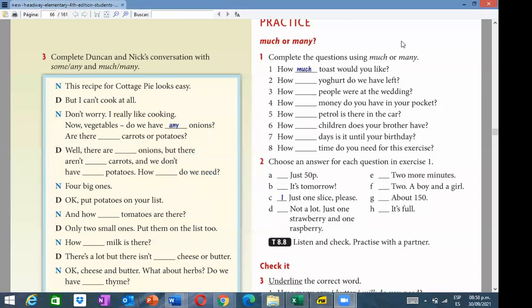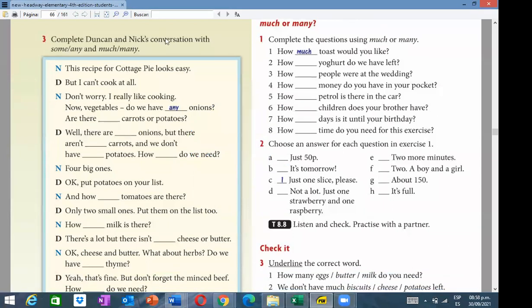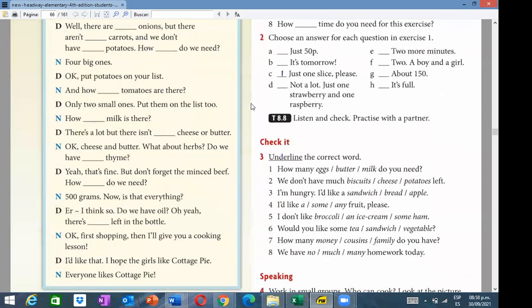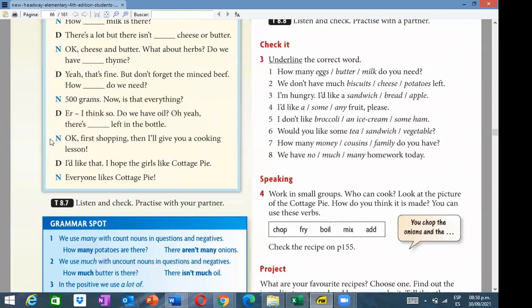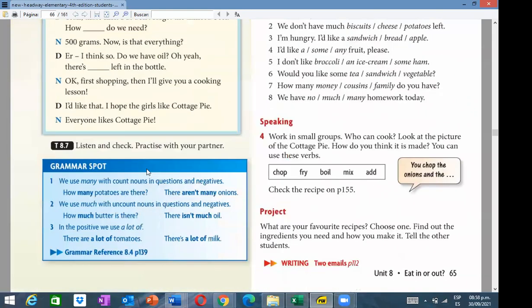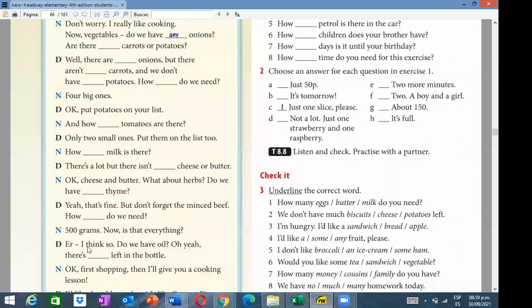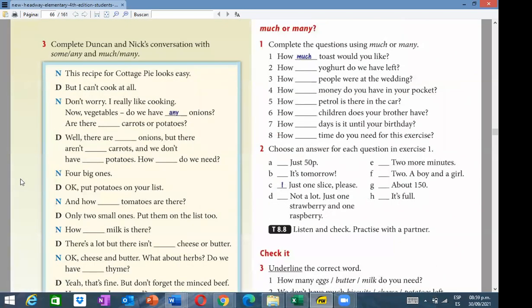What we have to do? Complete Duncan and Nick's conversation with some, any, and much, many. Okay, but before, students, let's have a look at the grammar. Revisamos un poquito de gramática antes de que puedan completar. Let's start. Here we have some rules that you have to learn.